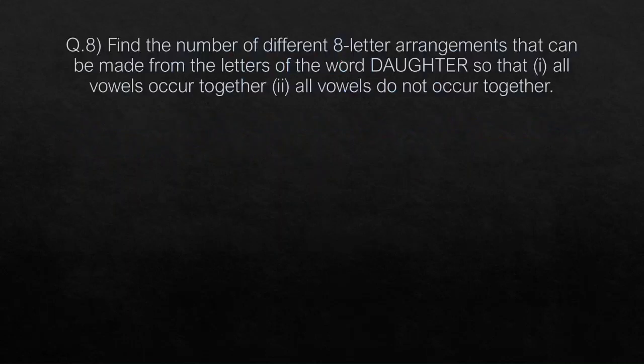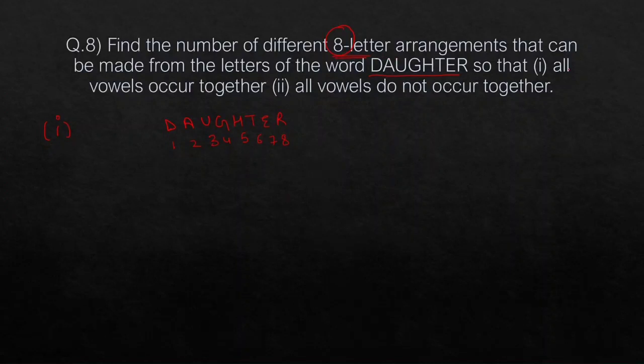Now find the number of different 8 letter arrangements that can be made from the letters of the word DAUGHTER, so that all the vowels occur together, and all the vowels don't occur together. These are the two cases. When we focus on the first case, let us write DAUGHTER once. If we count the number of letters in this word, it is 1, 2, 3, 4, 5, 6, 7 and 8. Now the arrangements that we need to make are of 8 letters itself.